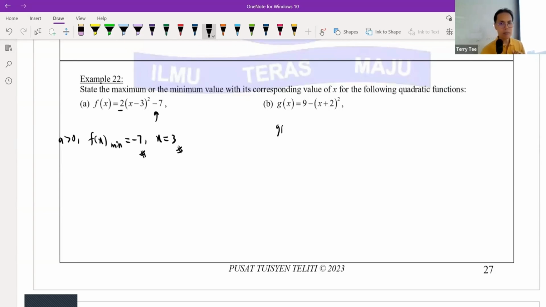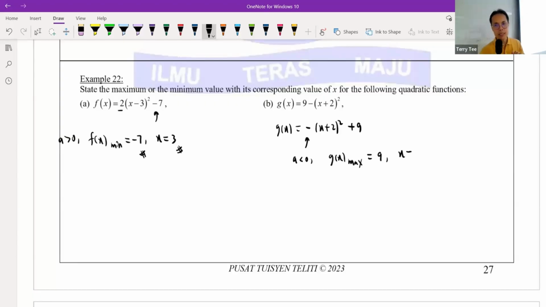The second one, maybe I put the negative in front. There's x plus 2 squared plus 9. You can see your A is less than 0. Your gx has a maximum value. Your maximum value is 9.